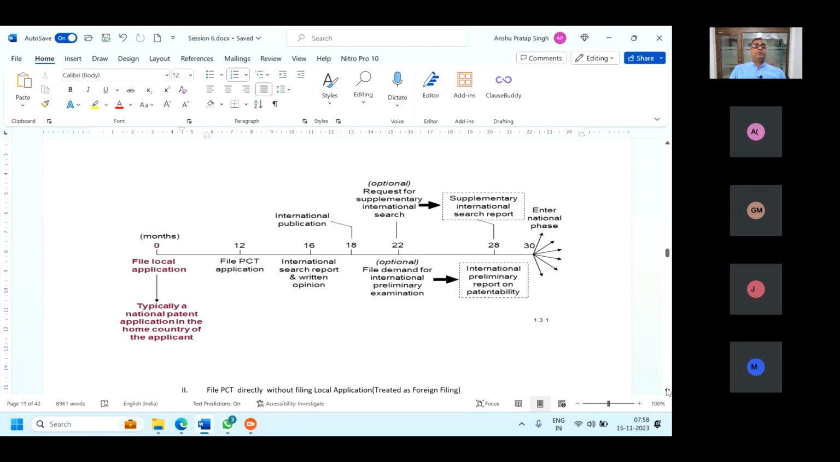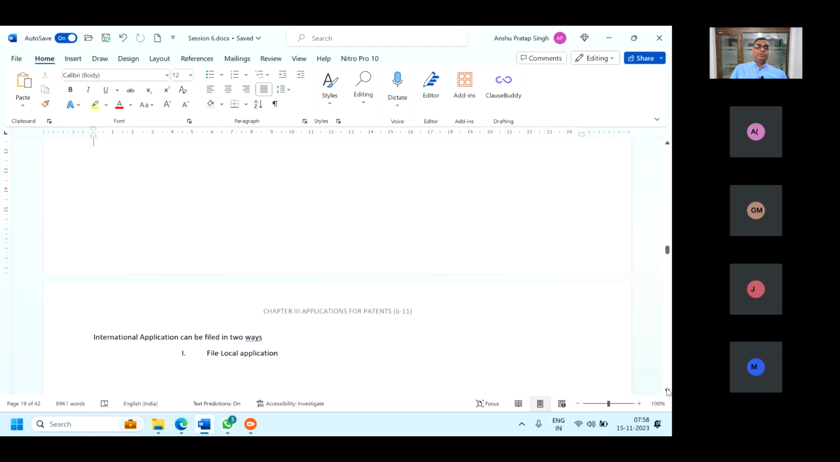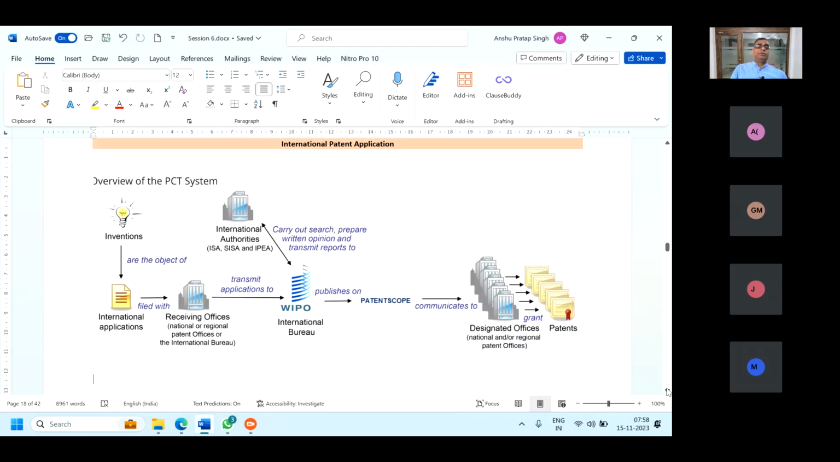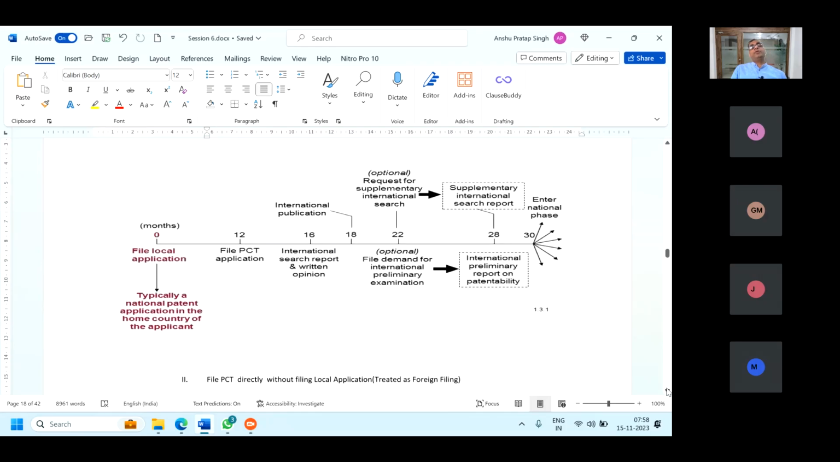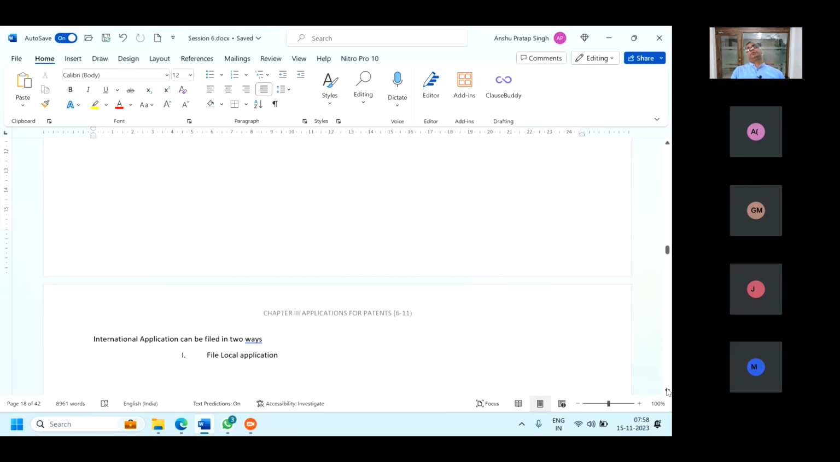Now, this is a flow chart. How can you file an international patent application? An international application can be filed in two ways. Either you file in India, and on the basis of this Indian application you take a PCT route, or you directly file an international application with the RO or International Bureau.